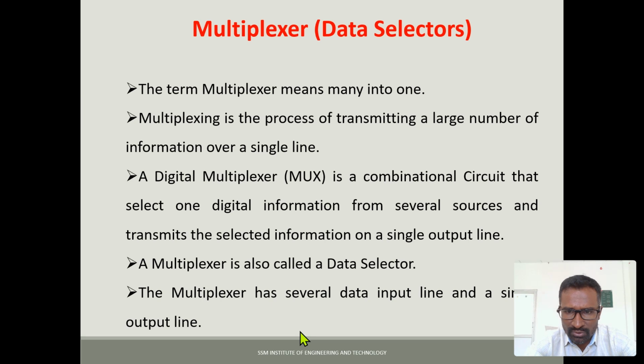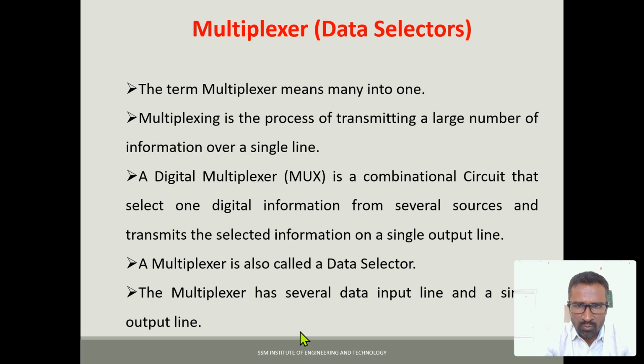So from the several sources available on a common single line, we can select any one, and transmit the selected information to an output line. This is the whole definition. That is why we call it a data selector. Data selection happens from the several sources available in a single communication channel. So it has several data input lines and a single output line.